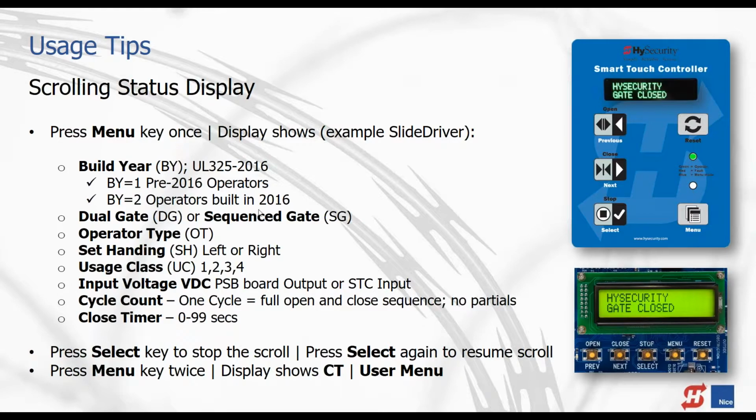Dual gate, it'll tell you if it's a dual gate or sequence gate. Operator type, remember I said we only have 1 board. How do we know which operator is taking advantage of that board? It's an operator type setting. Here's handing, right? Which side of the road is your operator on, left or right? UL 325 usage classifications, you can see that in the scroll. And cycle counts. What's a cycle? It's a complete open and close. Partials are not cycles. So if you're looking at doing PM and you've got a maintenance contract with someone, and you say on X amount of cycles we're going to come out and do a PM, that's a quick way of checking your cycle count there.